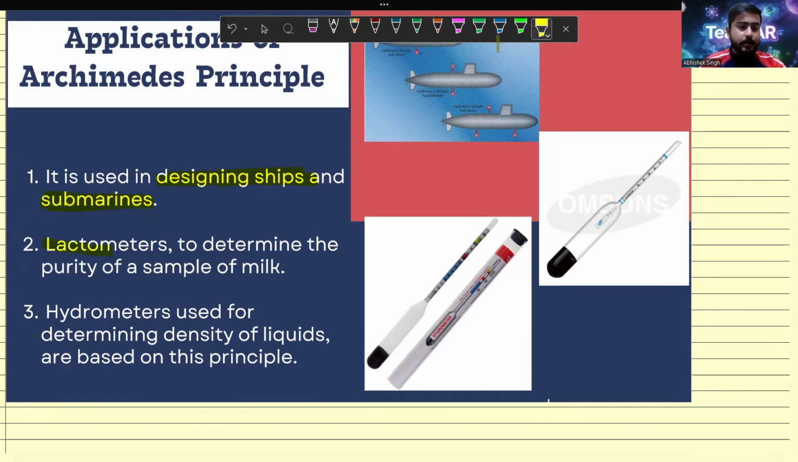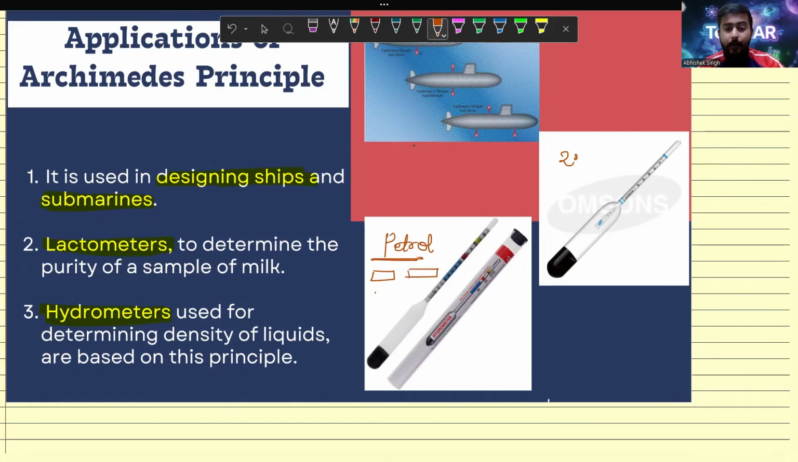Now next is lactometers. This Archimedes principle is being used to design a lactometer as well. This is a lactometer, which is used to determine the purity of a sample of milk. Next is the hydrometer. Hydrometers are devices used to determine the density of different fluids, and mostly used in determining the density of fuels like petrol, like diesel. When you go to the petrol pump, you might see there are two sections, cost and price, and then there's one more section that is density.